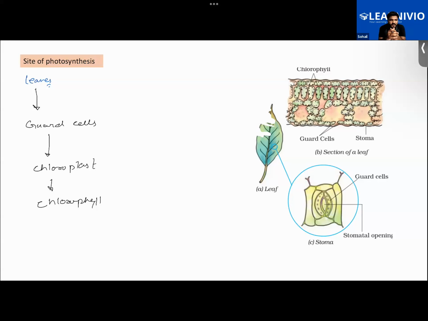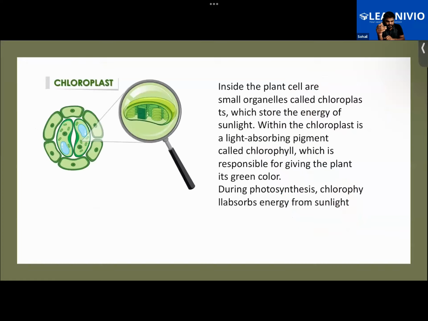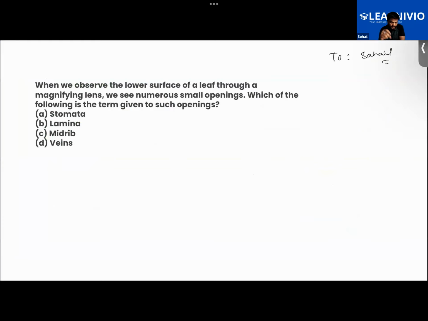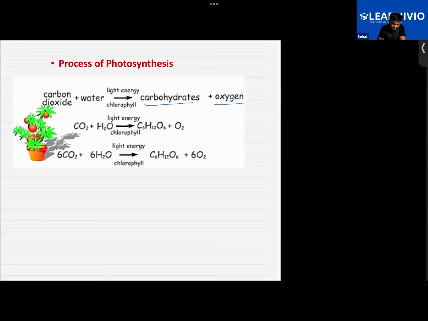Now you guys tell me, photosynthesis will happen wherever this chlorophyll pigment will be found. You will find that some of the plants have green stems, isn't it? So even in the green stems of the plants, photosynthesis will take place. Yes. So that is the thing. So we have discussed the process of photosynthesis.